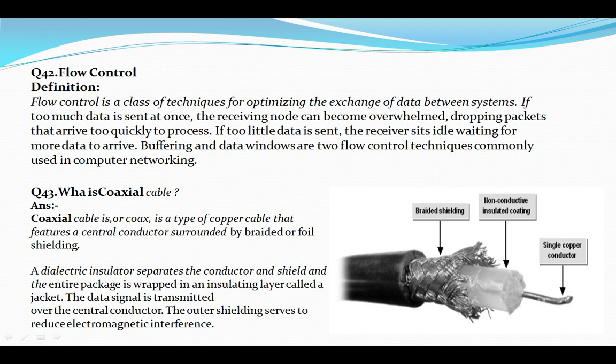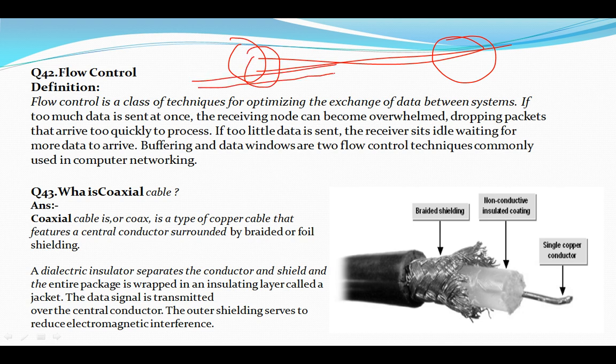So guys, flow control is a class of techniques for optimizing the exchange of data between systems. For example, if I'm sending any data from here to here, how it should happen, that is known as flow control. If too much data is sent at once, the receiving node can become overwhelmed, dropping packets that arrive too quickly to process. For example, I have a very high speed data transmission from here, but the system is not capable of accepting that much bandwidth or speed. In that condition, this data transmission may not happen properly.